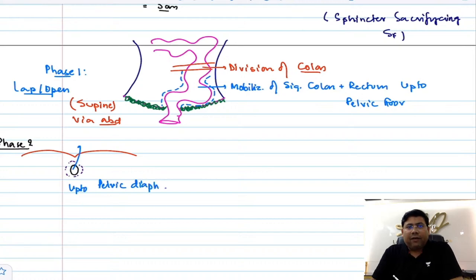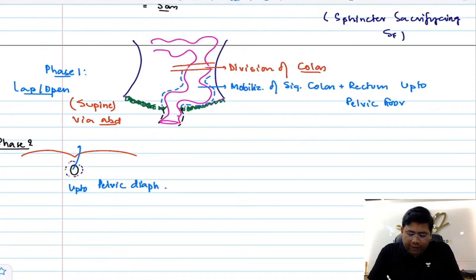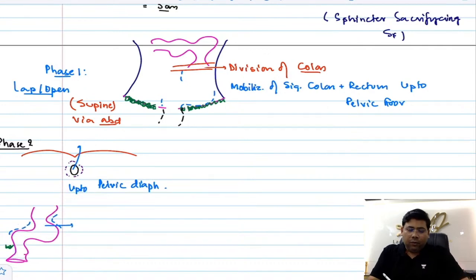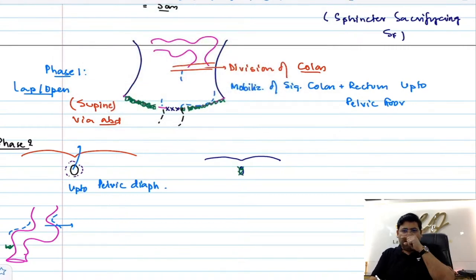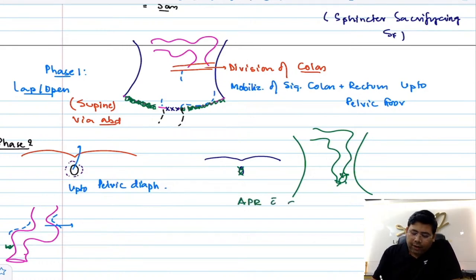Once you go up to the pelvic diaphragm, the complete specimen gets mobilized, and you have divided it here. Now how will you remove the specimen? You are going to remove the specimen via perineum, and this is how you create the APR wound. Now you will repair the pelvic floor, and this was the anus, so there is no utility of the anus, and you will close it. Meanwhile, how will the fecal matter pass out? Yes, you are going to mature an end stoma, and that is what is known as APR with end colostomy.